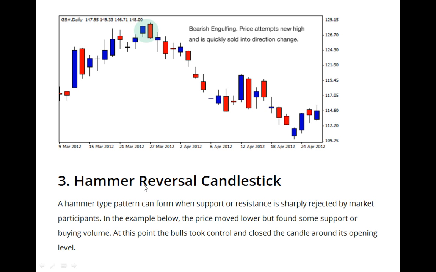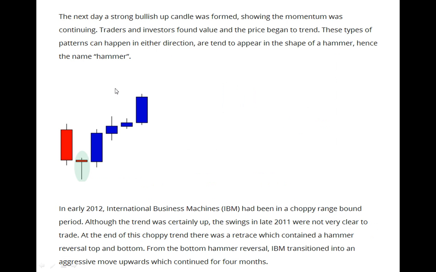We are going to look at an example below where the price moved lower but found some support or buying volume. At this point, the bulls took control and closed the candle around its opening level. Let's take this example again. Now, when this happened, look at the candle here.